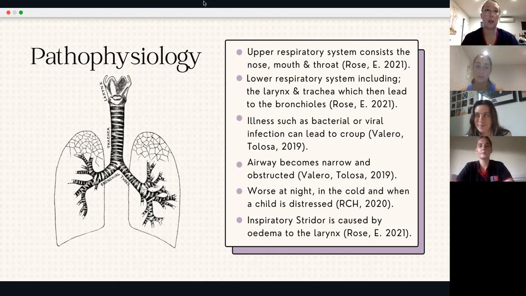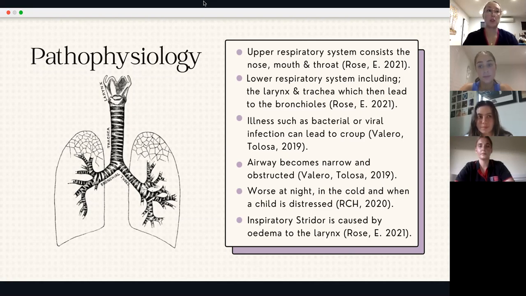Croup occurs when the virus moves to the lower respiratory system, causing an inflammatory response in the larynx and the trachea. The swelling causes increased mucus, pain, and edema, causing the airway to narrow, which then leads to increased work of breathing and stridor. Croup can also be worse at night due to cold air and can be worse when a child is distressed. This swelling of the larynx and trachea in children is dangerous as their airway anatomy is narrower than adults and can be obstructed quite easily.